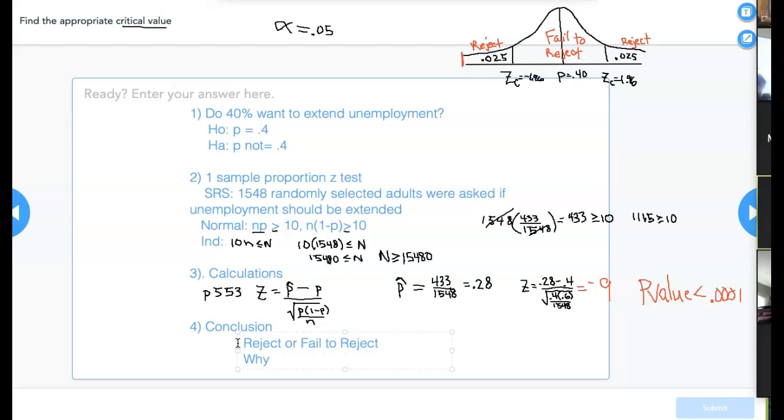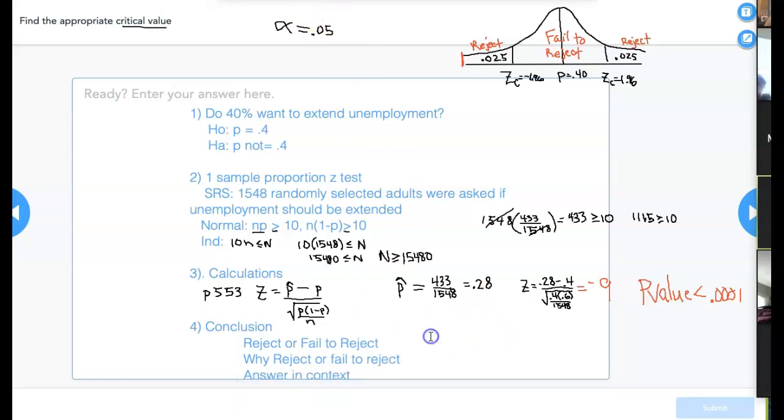Why did we reject? Well, I just wrote it right over there. The p-value is less than 0.001. And then finally, answer the question. All right, so those are three things that we need here. Sounds like a lot of stuff, but we could write it all in one sentence.